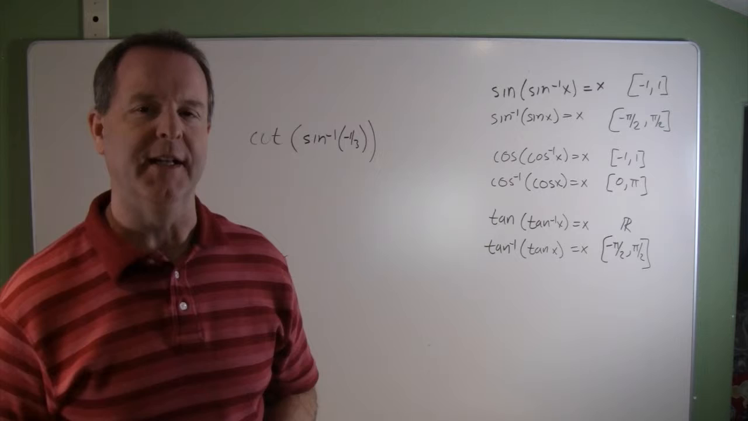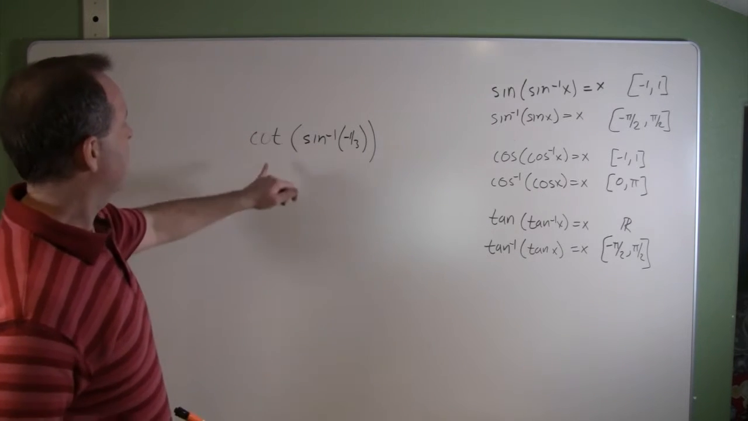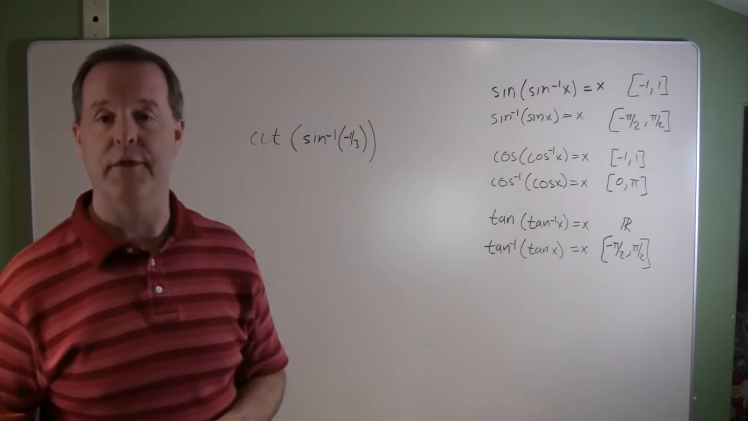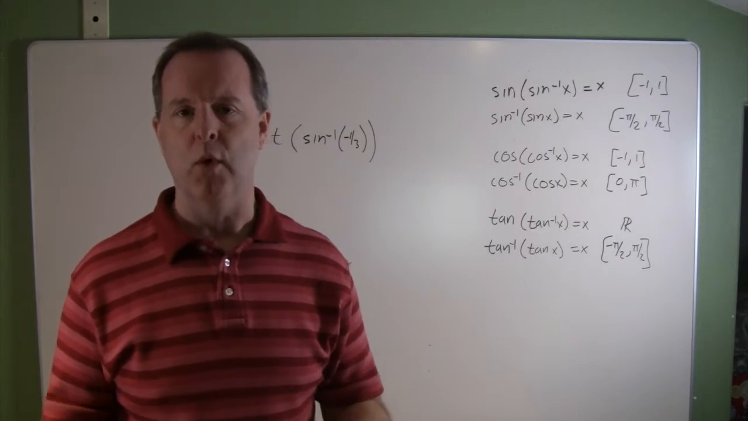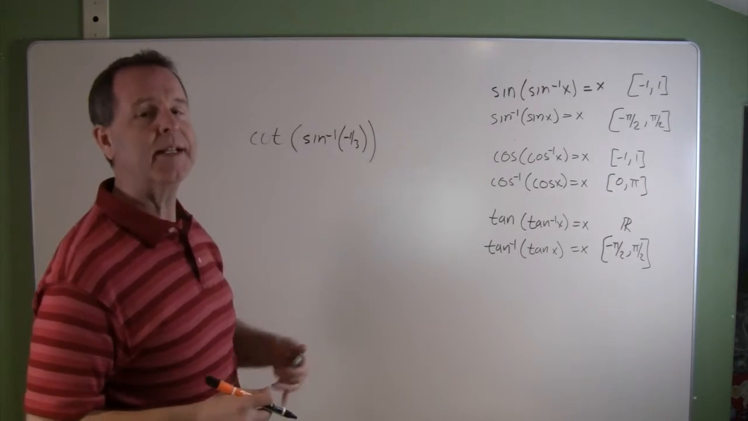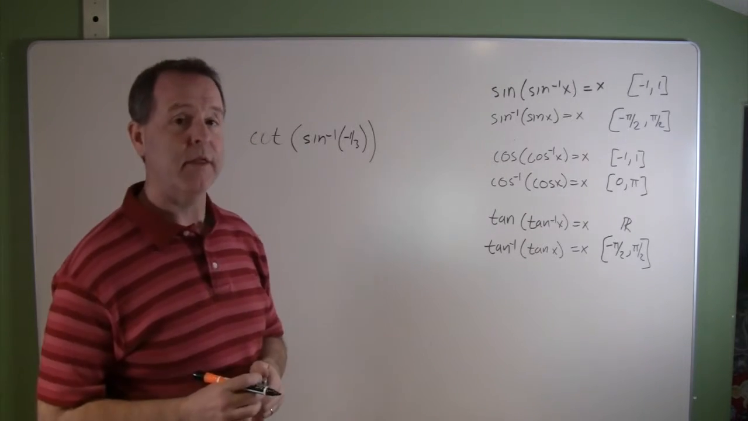All right, we have another fun one to look at, and let me help you process through it a little bit. Let's look at the cotangent of the inverse sine of -1/3. What do we do with this? Well, again, this inverse function is basically asking us whose angle produces a -1/3.